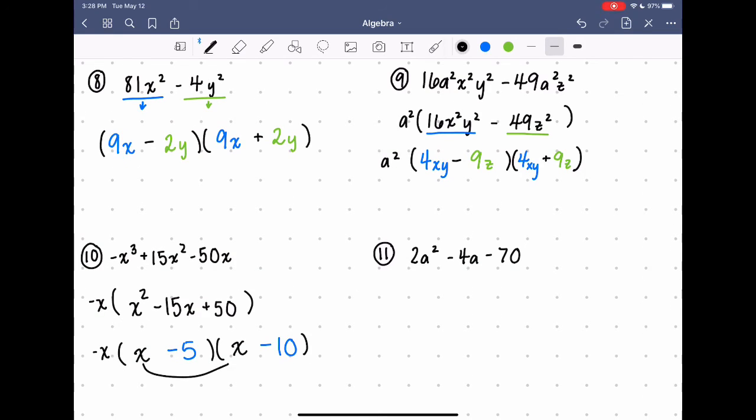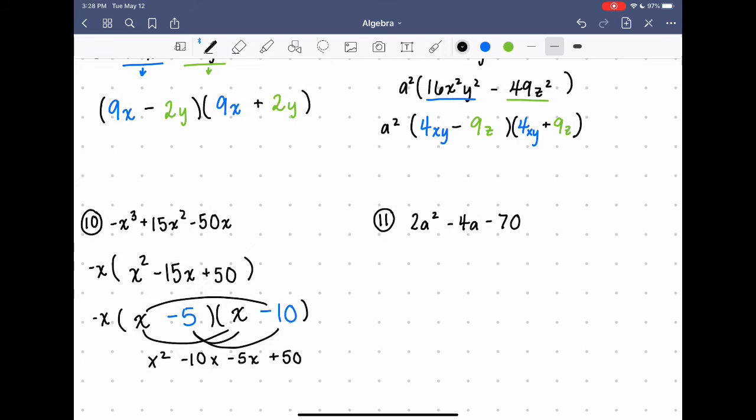So when I FOIL this, I get x squared. My outer terms get me to negative 10x, minus 5x plus 50. And when I combine these like terms here, I end up with x squared minus 15x plus 50, which is the same thing that I started with over here. So I did it right. And that is my final answer.